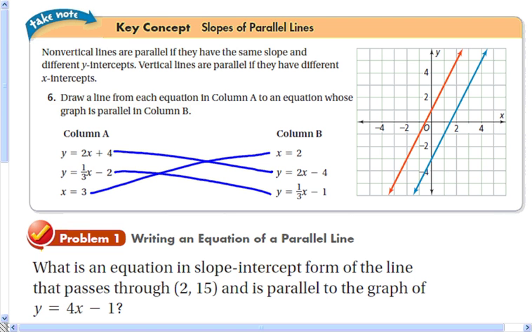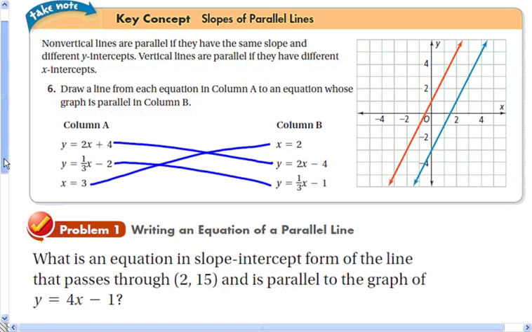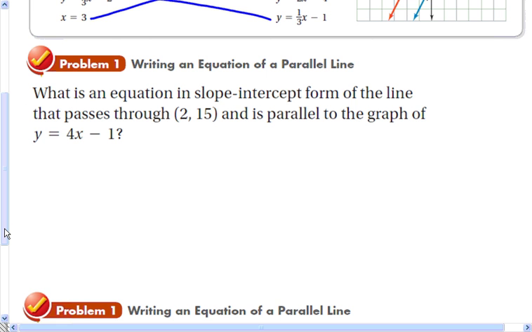Writing an equation of a parallel line. It says, what is an equation in slope-intercept form of a line that passes through the point (2, 15) and is parallel to the graph of y equals 4x minus 1? Well, if it's parallel, that means it has to have the same slope. So we know the slope is 4. So we know part of the equation. We're going to have 4 times x plus some y-intercept.